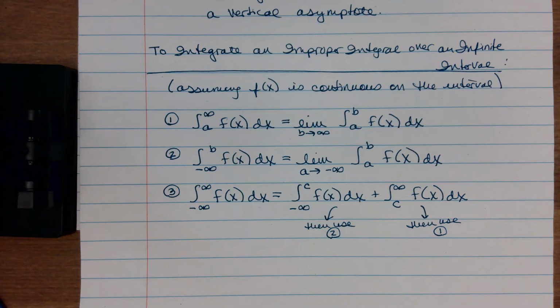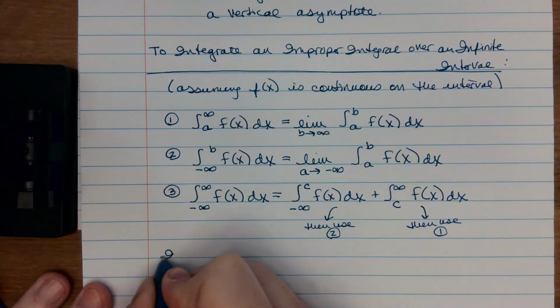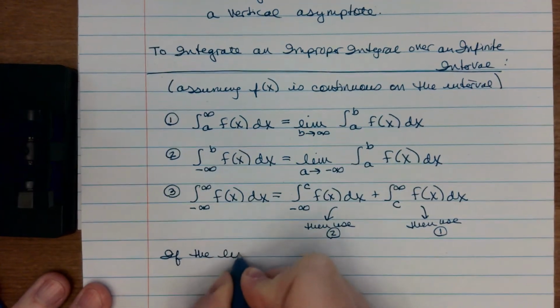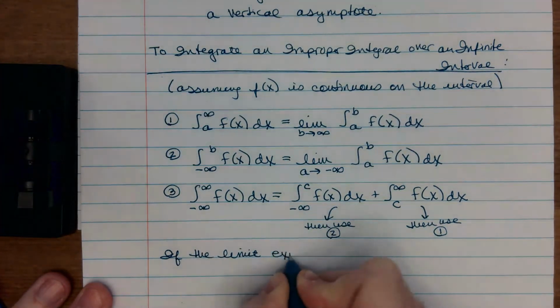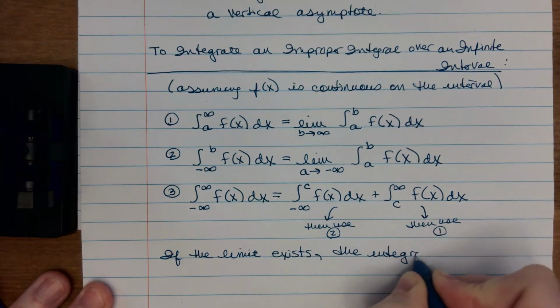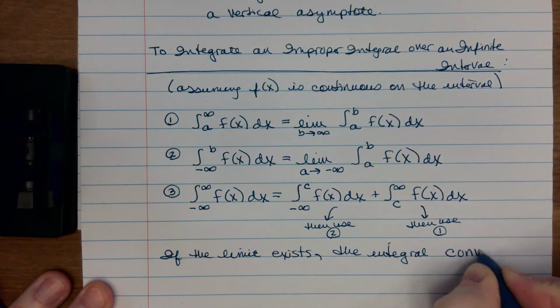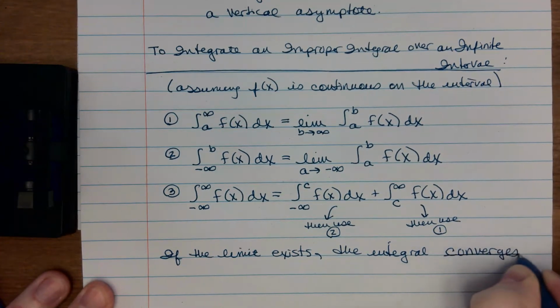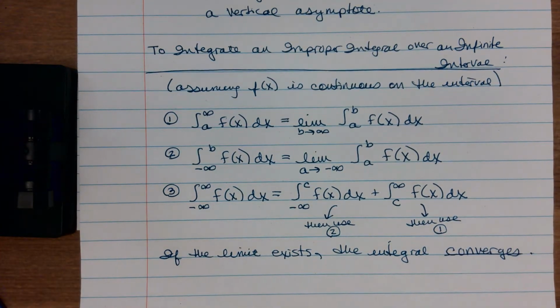One more idea, and then the rest of the video will just be examples of how to work with this stuff. Our limits might exist, but our limits might also not exist. If the limit exists, we say that our integral converges. If the limit doesn't exist, we say the integral diverges.